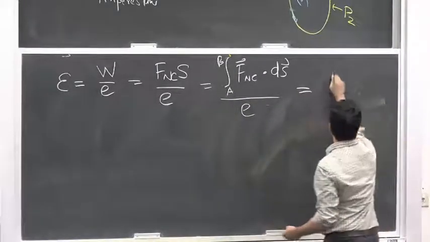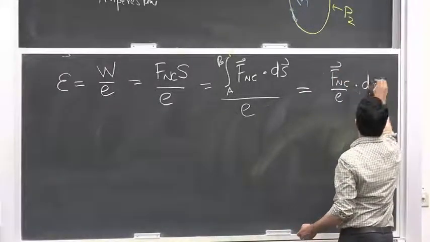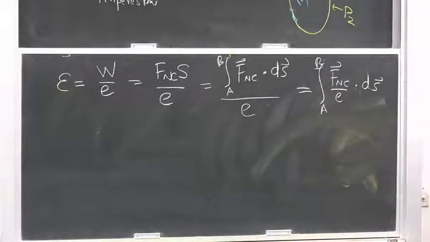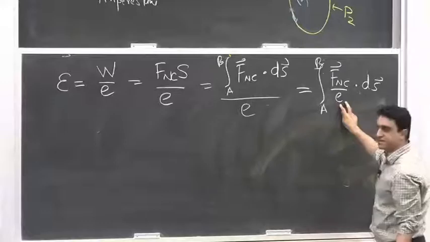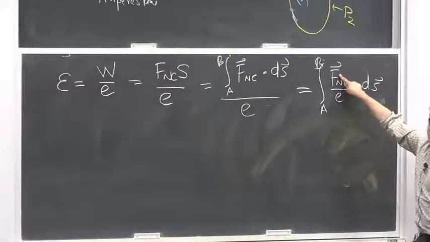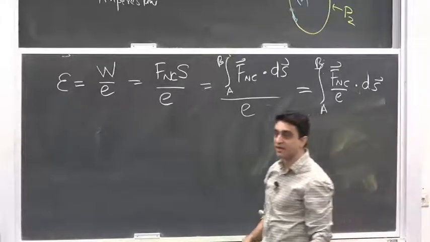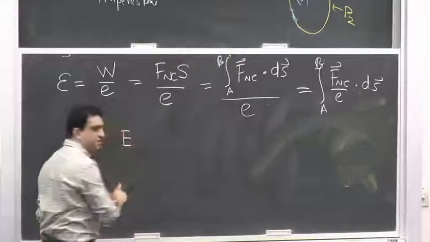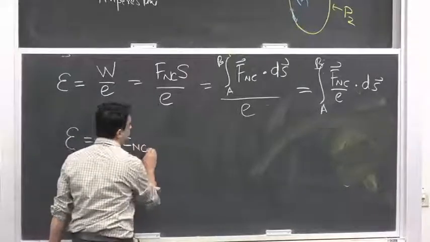And if I write Fnc, which is a non-Coulombic force, dot ds from A to B, I can rewrite this. So E has gone inside the integral. You have a force on a certain charge divided by a charge. What is that thing? That is an electric field. But in this case it's not the normal electric field, but rather a non-Coulombic electric field.